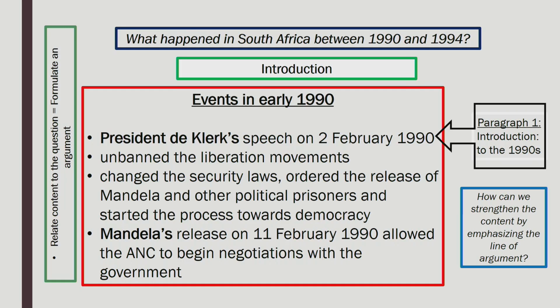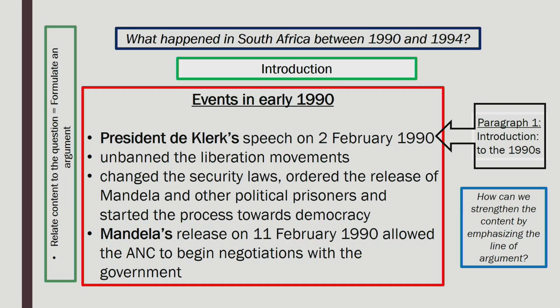In paragraph 1, I'm going to include the idea of the 1990s, right? And then I've asked us a question and I want you to start thinking about it as I read this content. How can we strengthen the content by emphasizing the line of argument in this essay? Remember when we read the question early on, it spoke about the fact that we needed to bring in the influence of political leadership and their commitment as role players in terms of bringing about democratic South Africa.